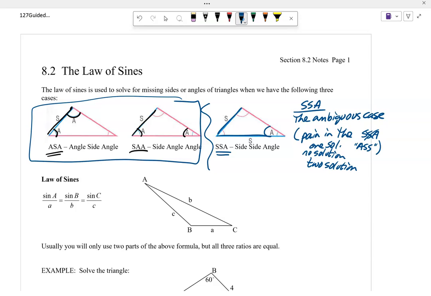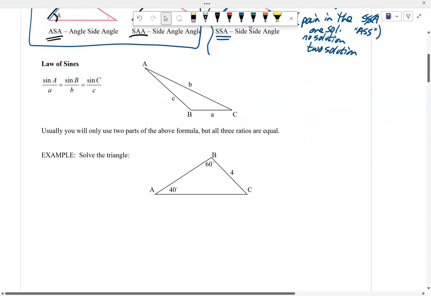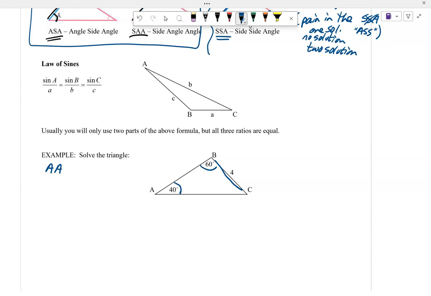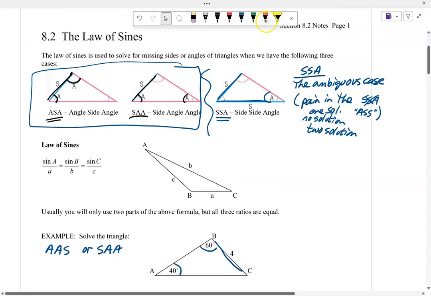So let's look at the first example here. Let's see what we're given. Can you see how you have an angle and then the side length, right? So we have angle, angle, side, or side, angle, angle. That's this one right here. So the law of sines is what applies for us.